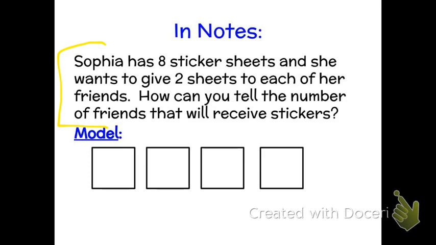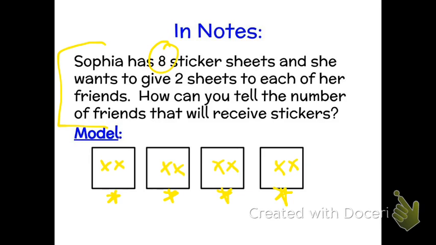She will be giving 2 sheets to each of her friends, and in the model, we are using each one of these boxes as one of her friends. So she will be separating all of her 8 sticker sheets to each of her friends. She's going to give each of them 2.